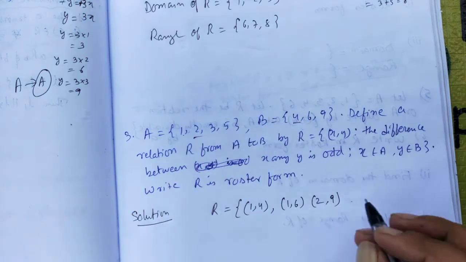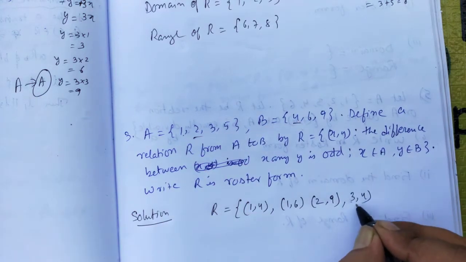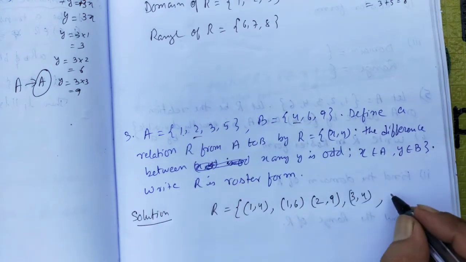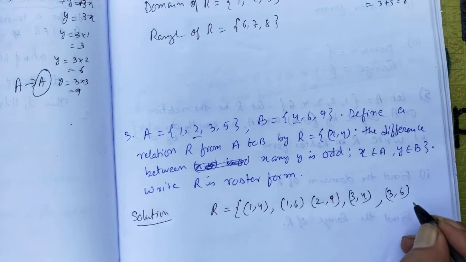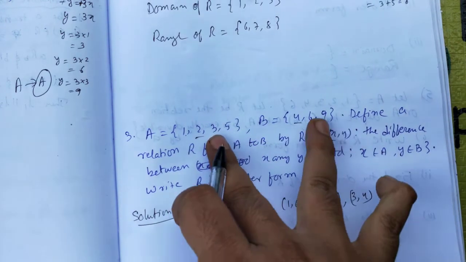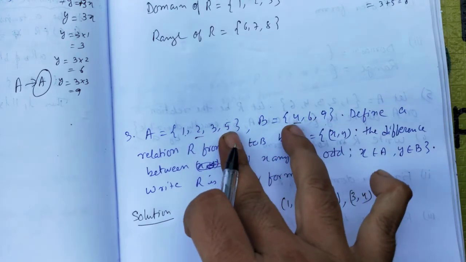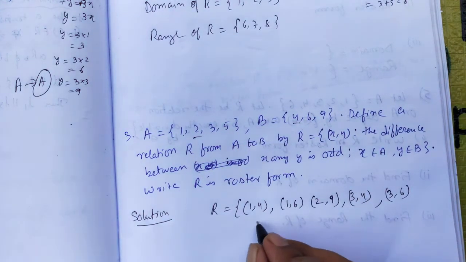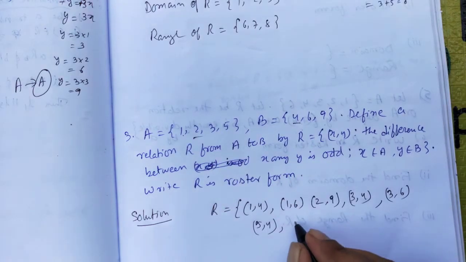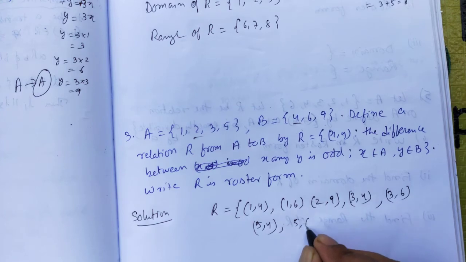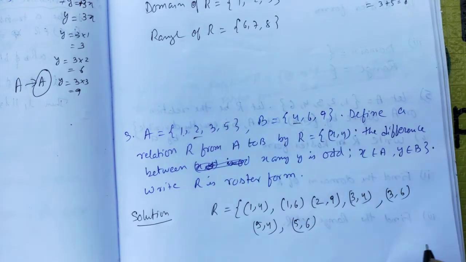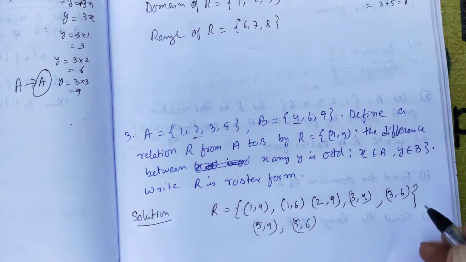Let's do it. 3 and 4 we can take. If I subtract, I get odd number. 3 and 6 I can take. If I subtract, I get odd number. 3 and 9 I cannot take because I get even number. Let's go 5 and 4. Yes, 5 and 4 we get odd number. 5 and 6 we get odd number. 5 and 9 we get 4. Difference is 4. So this is the set of the relation.